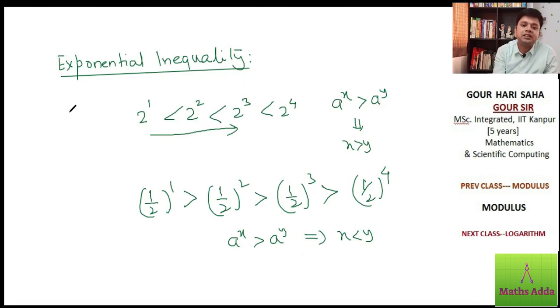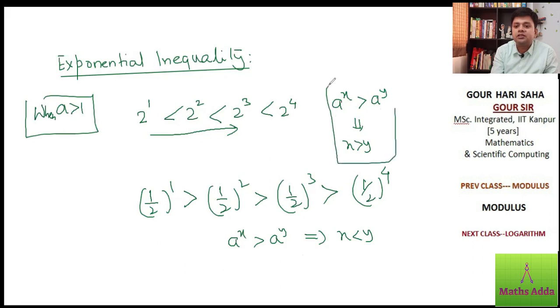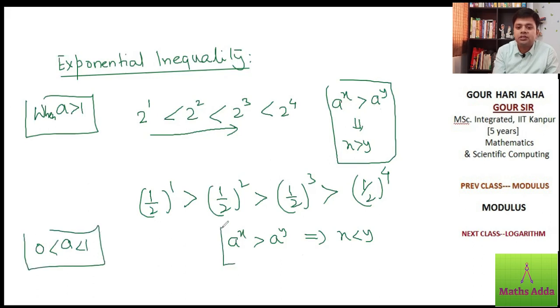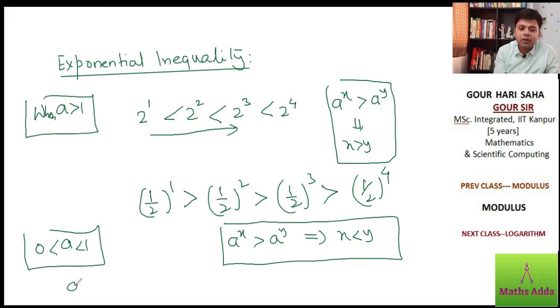So what is the difference? Here a is greater than 1. So when a is greater than 1, this is the situation. And this is when a is from 0 to 1, this is the situation. And you may think, sir, what will be when a is less than 0? A less than 0 is not acceptable. You remember that? I told you base cannot be negative.